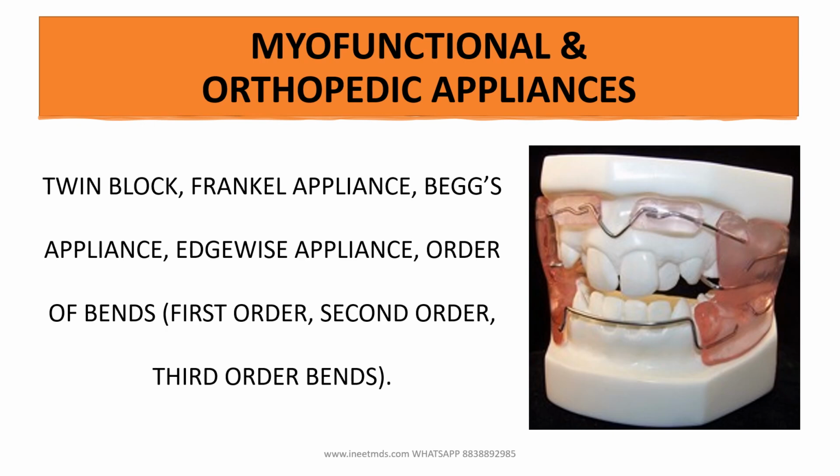Lastly, myofunctional and orthopedic appliances. Under that you should know what is a twin block, what are the types of Frankel appliances, what is Begg's appliance and what is edgewise appliance, the order of bends in fixed appliances that includes the first order bend, second order bend, third order bend. So in what plane you give the first order bend, what plane you give second order and what plane you give third order bend is very, very important.